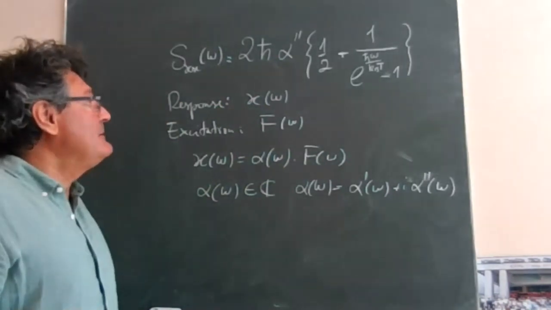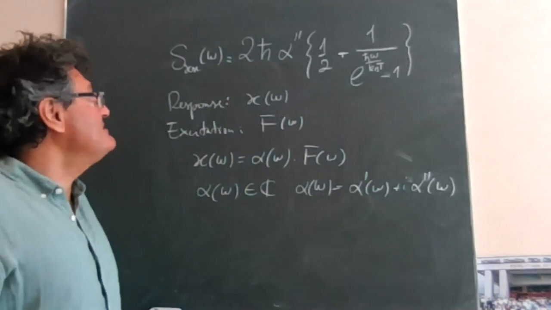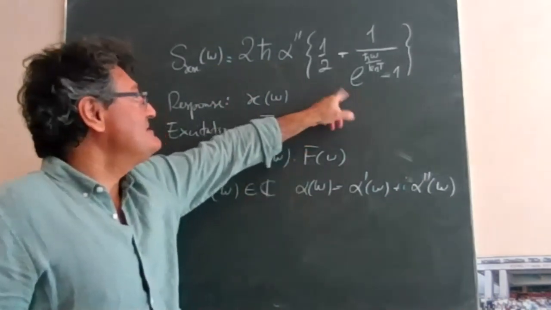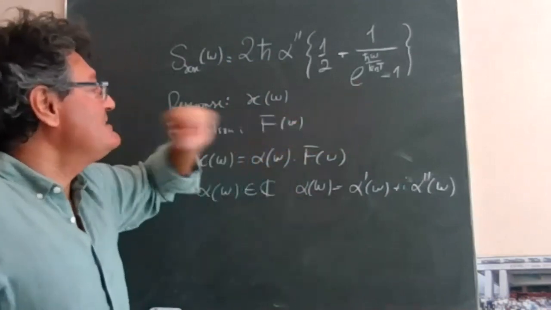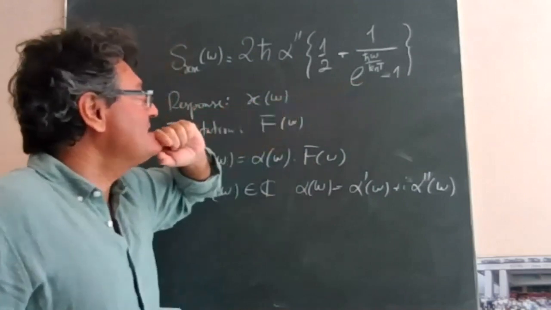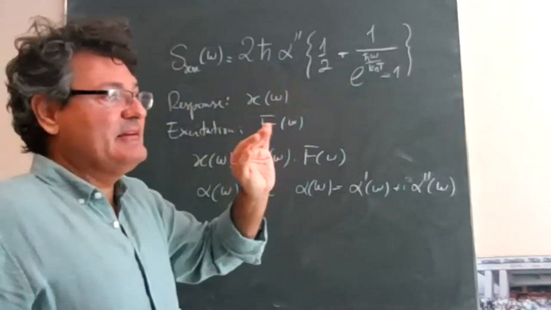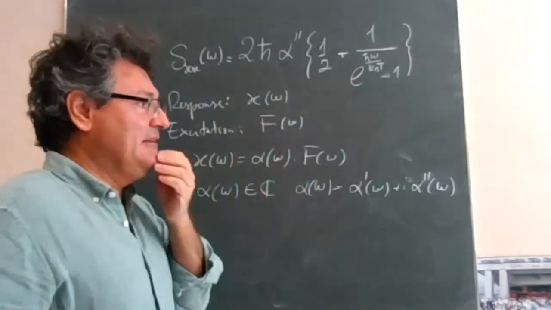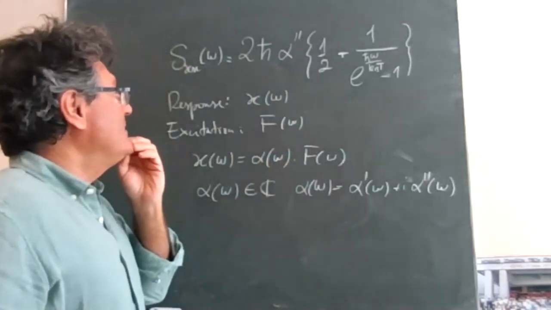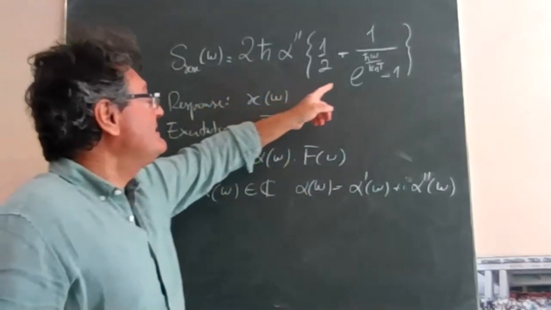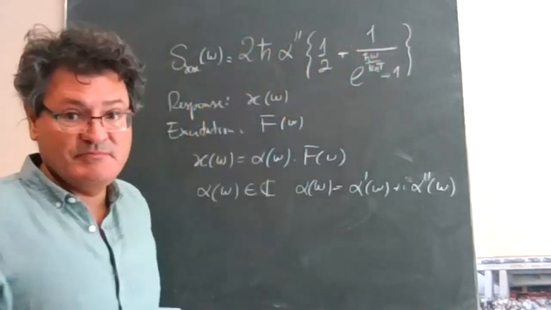Now, why is this an important part? This is the quantum mechanical part. It's important because it gives us, first, a limit when classical physics is no longer applicable, and also because when omega goes to infinity, this function goes to 0.